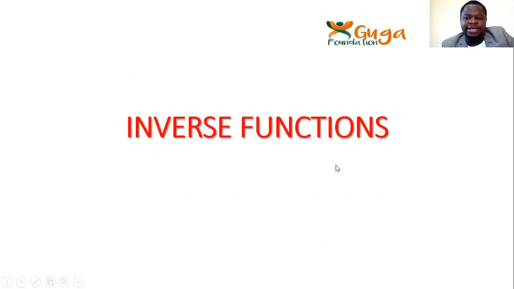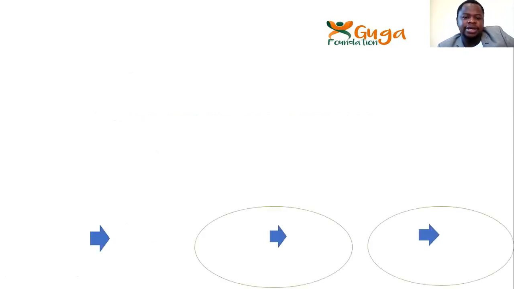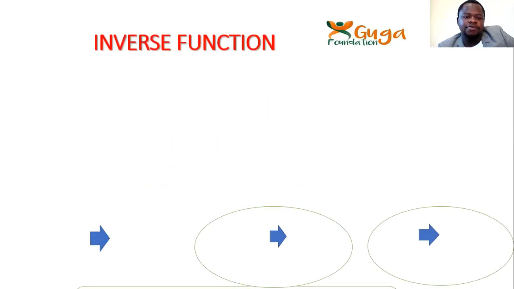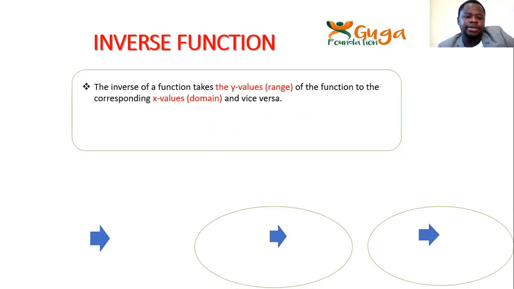So now let's look at the inverse functions. So here you've got steps. The inverse function takes the y values or the range of the function to the corresponding x values or domain and vice versa. So therefore, x and y values are interchanged.